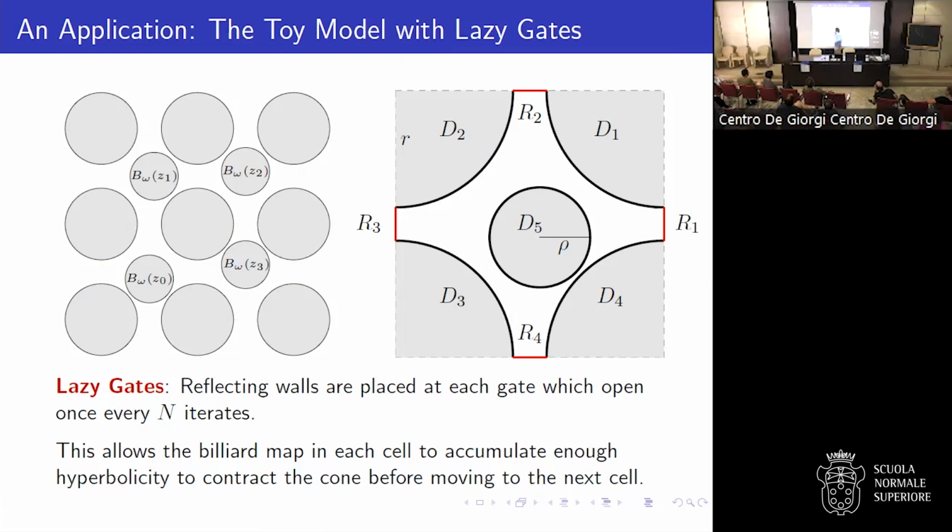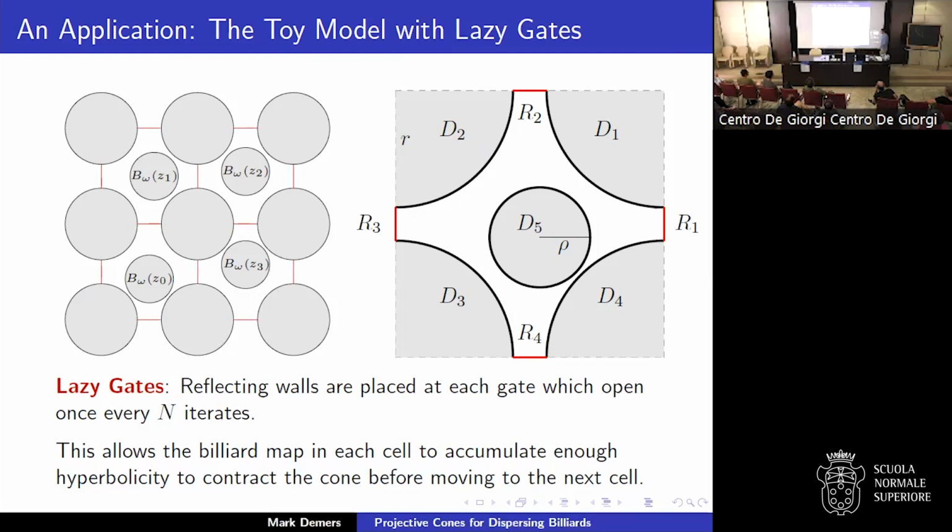So maybe only 3 bounces and you come back, or maybe just 1 bounce and you come back. And so we do this thing called lazy gates, which means that the gates stay closed. You put these kind of red gates in. They stay closed for capital N iterates. Then they open. Particles can move as they like. And then you close the gates for another N iterates. Then you open them again, and you close them and open like this. And they're lazy because they're closed more often than they're open, and they take a while to open. But it's that closing time that lets you get the strict cone contraction.